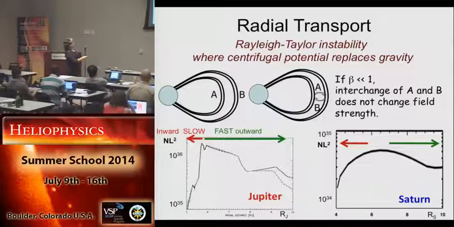The flowing down a hill in the case of centrifugal potential is for material to go out rather than to go inwards. And so it's harder for material to go inwards. You end up with a steeper gradient and faster outward transport and a less steep gradient in flux tube content. This NL squared is flux tube content, the total flux content on the flux tube.